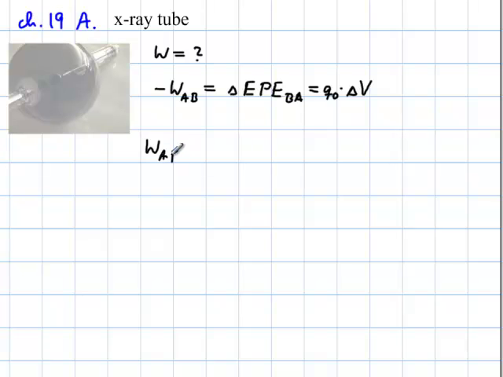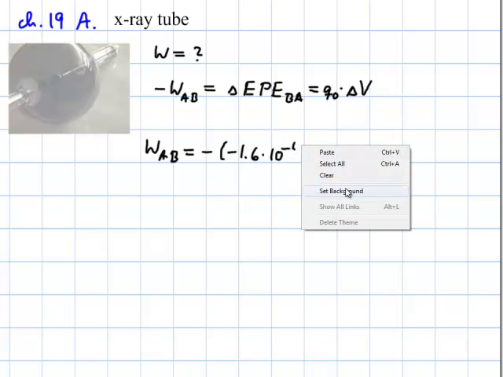WAB equals negative, and what we got here is an electron. How much work is done by the electric force? The electron is accelerated, so there we go. I just had to read that again. So minus 1.6 times 10 to the negative 19.